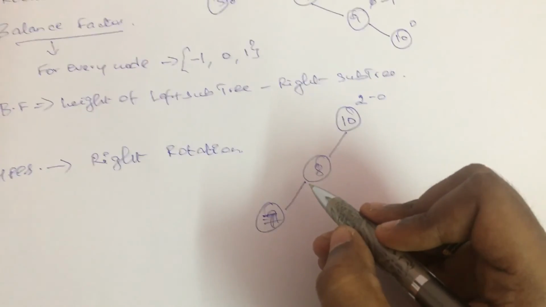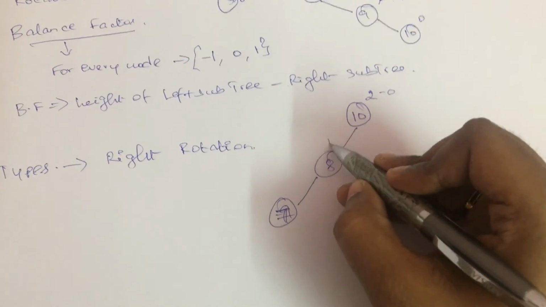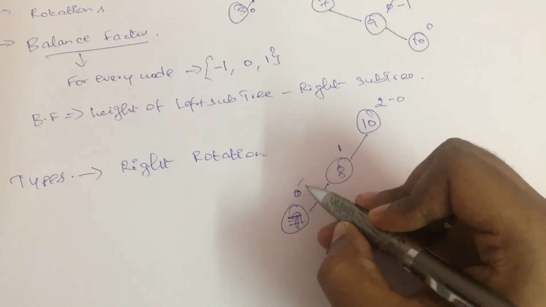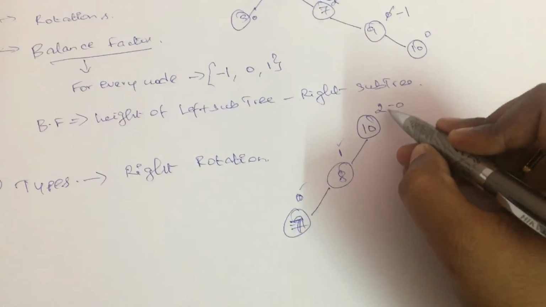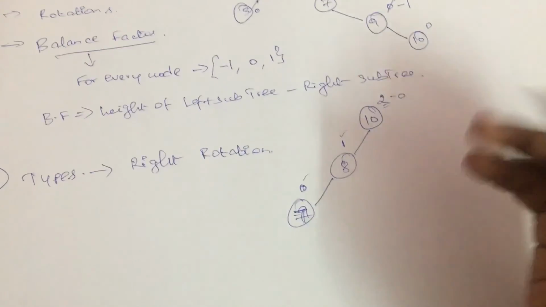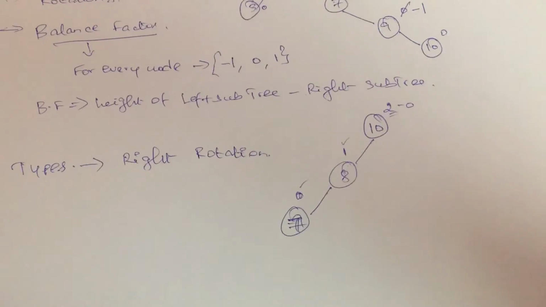Same way, if we try to find the height of 8, height of 8 is going to be 1 and height of 7 is going to be 0. But here 0 is a possible condition, 1 can be a possible one, but 2 cannot be tolerated. Right? So 2 should not be there. So we have to do a rotation here. So how can I do a rotation over here?